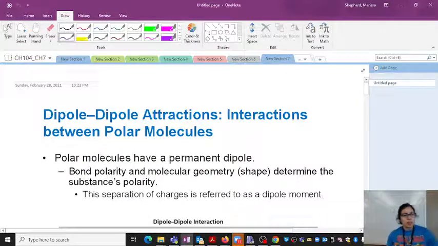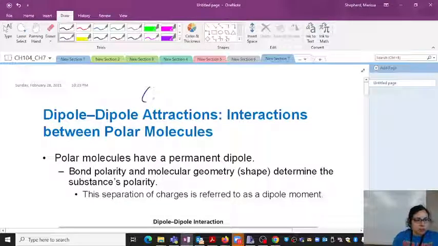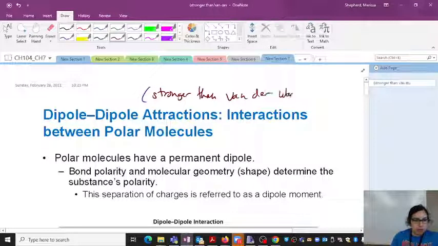So now the next intermolecular force is going to be dipole-dipole interactions. So now these are stronger than our van der Waals. So now they're, what should we say, second strongest. Or I'll just say stronger than our van der Waals. So this is the next one.